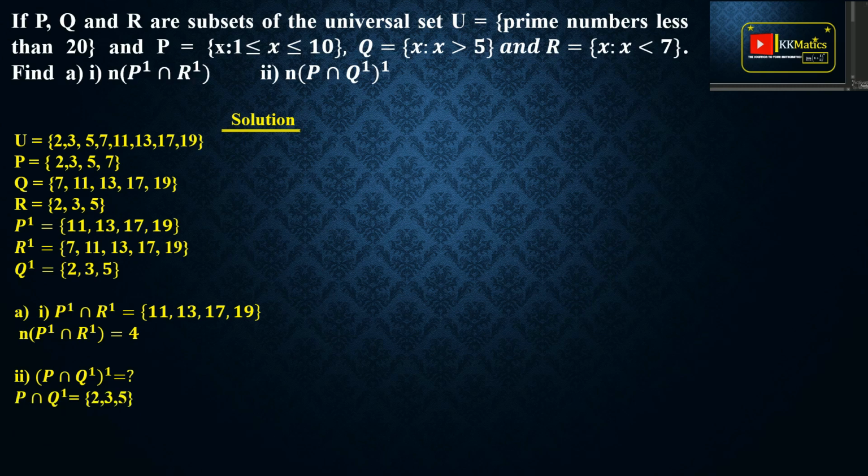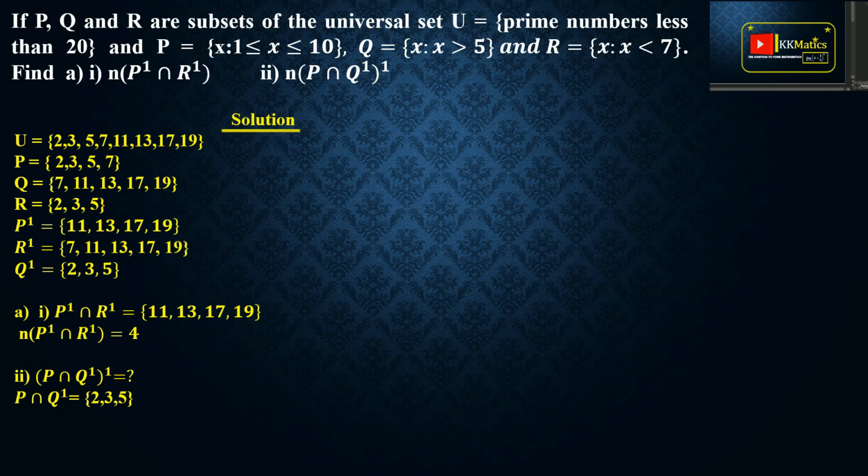So we find P intersection Q complement, and that's what we have here. In comparing, we have P here intersection Q complement. What's the common element between P and Q complement here? That's 2, 3, and 5. That's what we see here, common there. So that's what we've written here.